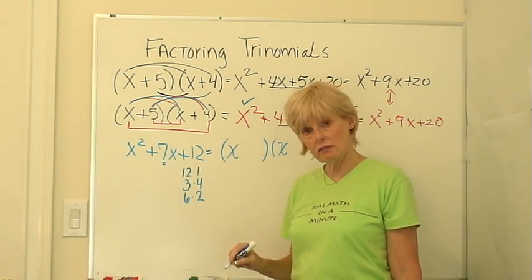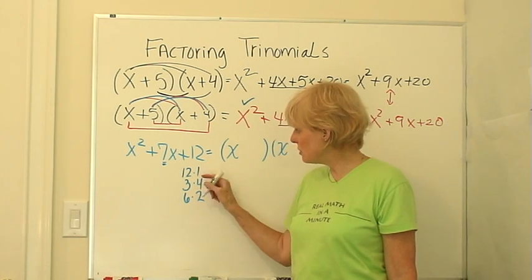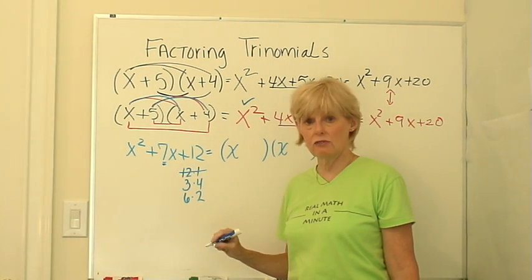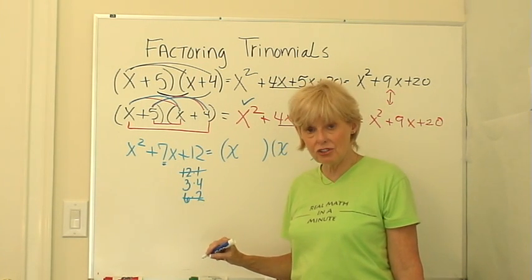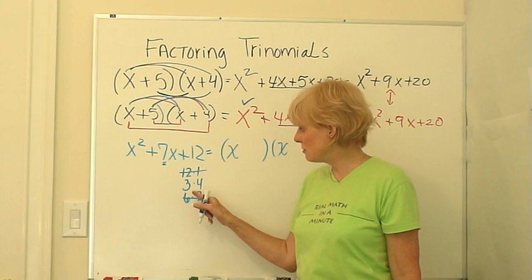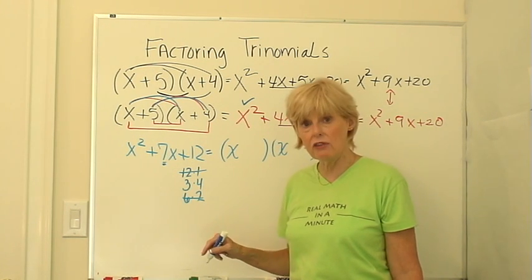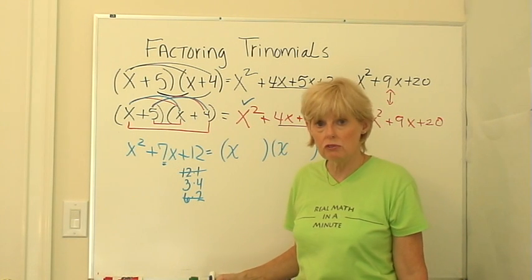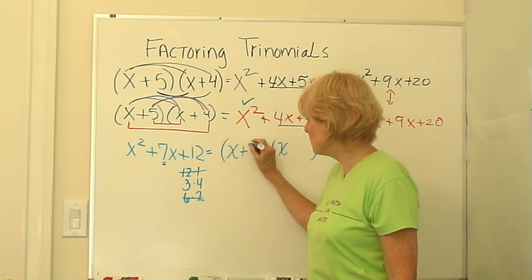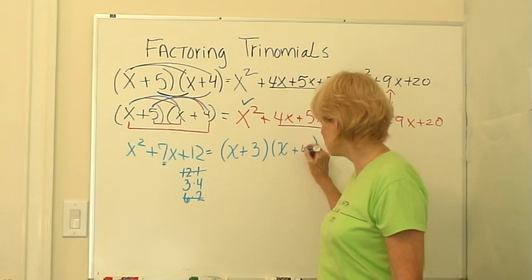number right here. So when you take a look at that, you're like, well, there's no way I can get a 7 out of a 12 and a 1. And there's no way I can get a 7 out of a 6 and a 2. But there is a way I can get a 7 out of a 3 and 4. I could add them. 3 plus 4 could get a 7. Those are the ones you use. So I go plus 3 and plus 4.